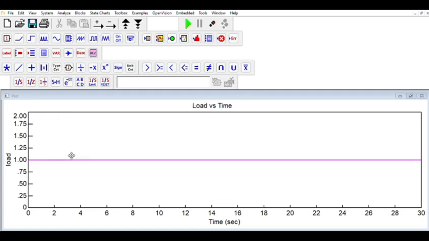If we come to the load versus time graph, load is almost constant because load is a binary function, either on or off. That is, for on 1 and off 0. As load is in on state, the graph is constant at 1.